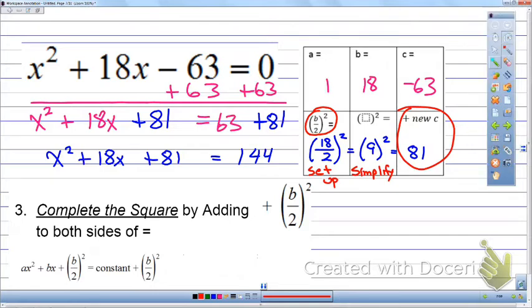That is what we need to add to both sides of our equation in order to be able to solve this by completing the square. Once we see it added to both sides of the equation, simplify the left side, simplify the right side just by adding the two numbers. 63 plus 81 makes 144. Now that we have successfully completed the square and built ourselves a perfect square trinomial, we get to move on to step 4 and start factoring to help us simplify.